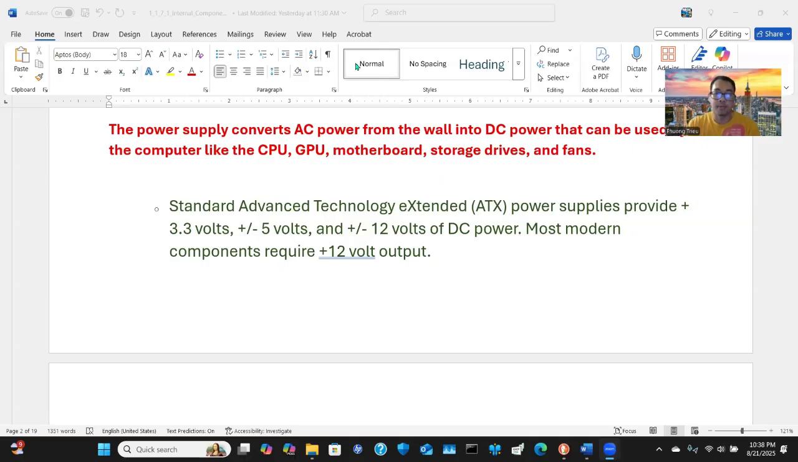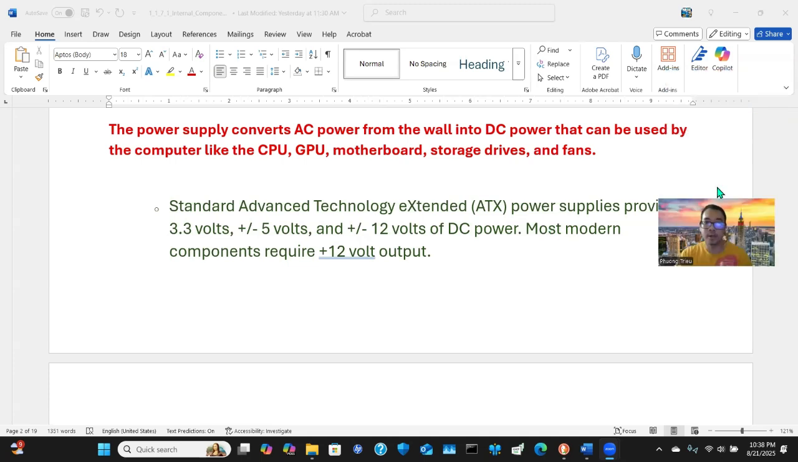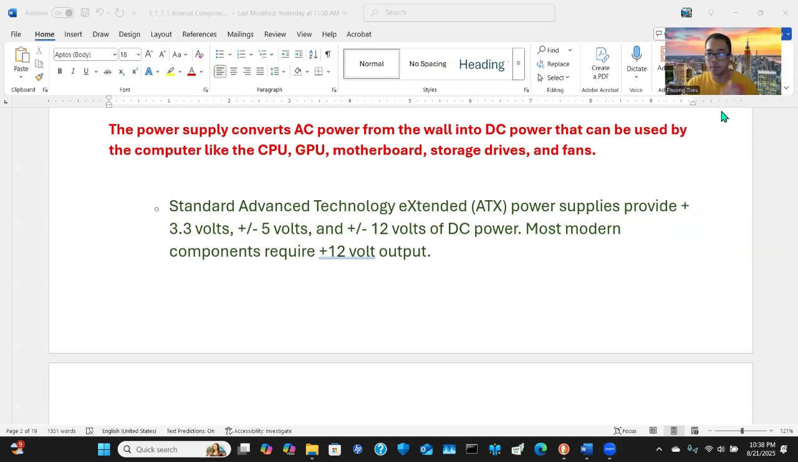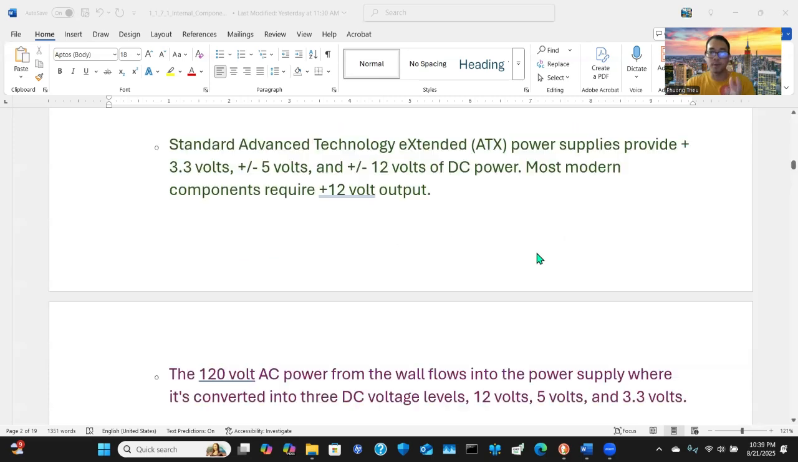So the power supply converts AC power from the wall into DC power that can be used by the computer components like the CPU, GPU, motherboard, storage drives, and fans. The standard Advanced Technology eXtended (ATX) power supplies provide a positive 3.3 volts, a positive and negative 5 volts, and a positive and negative 12 volts. So 12 volts are DC power. Most modern components require a positive 12-volt output.